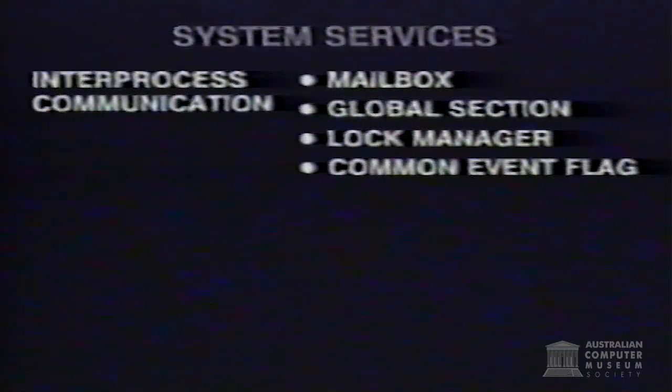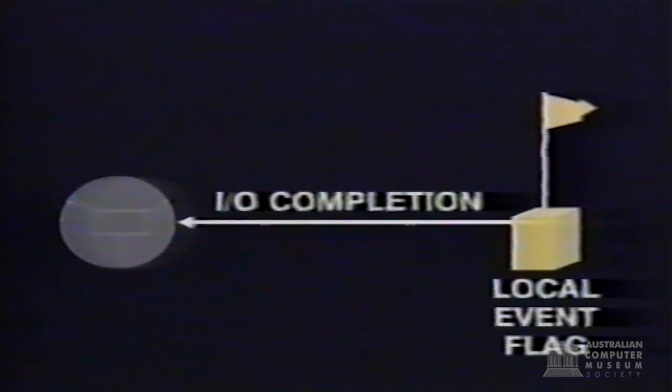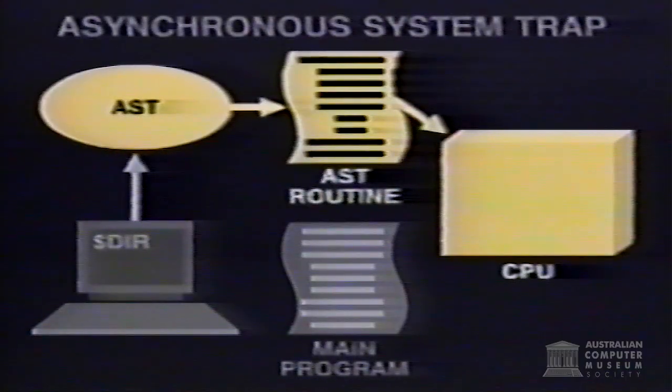On the other hand, intra-process communication, or communication within the context of a single process, is often achieved by a local event flag, an asynchronous system trap, or a system timer service. A local event flag is often used to start up or synchronize the work of a single process. Like a common event flag, it is often used to indicate that an event, such as an I/O completion, has occurred. An asynchronous system trap, or AST, is used when a process needs to execute a routine when a specific condition occurs. When an AST is delivered, the main program is interrupted and an AST routine is executed.